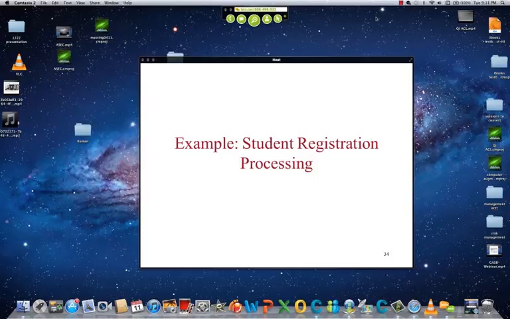Okay. Student registration processing. Last page. So all of you have this REA, right? Those papers. So at the very end of REA, there are examples. Okay, let's go.